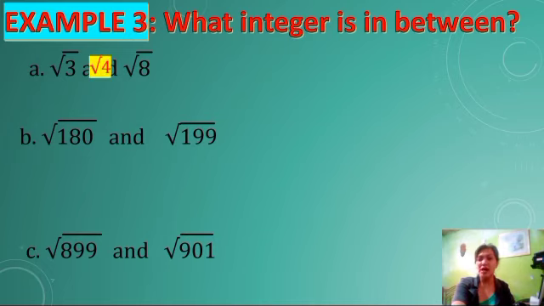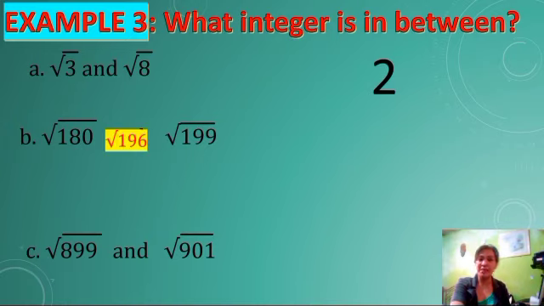So, therefore, ano yung integer? Ano ba yung principal root ni square root of 4? So, ang integer is 2. Do you follow? Okay, next. Between square root of 180 and square root of 199. So, ano ba yung number na nasa gitna nila?